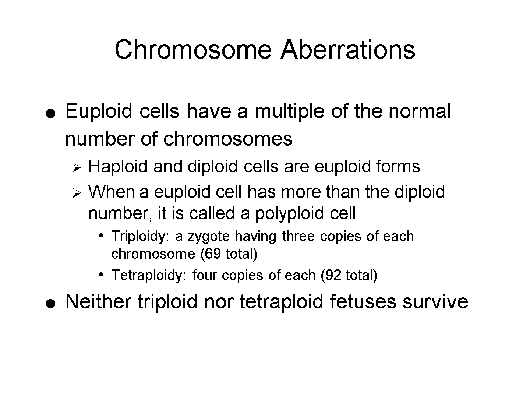In triploidy, a zygote has 3 copies of each chromosome, for a total of 69 chromosomes. In tetraploidy, there are 4 copies of each chromosome, totaling 92. Sadly, neither triploid nor tetraploid fetuses are capable of surviving.